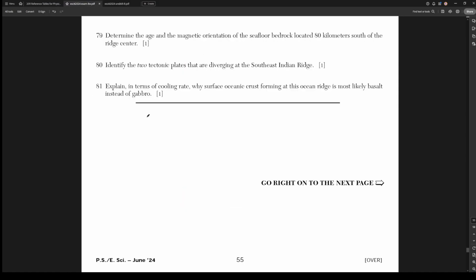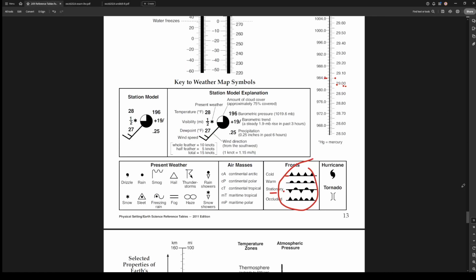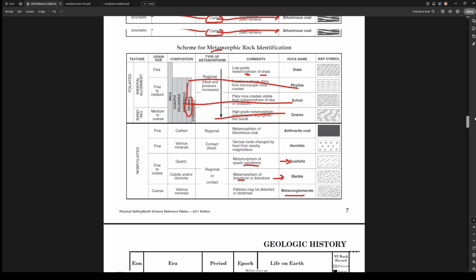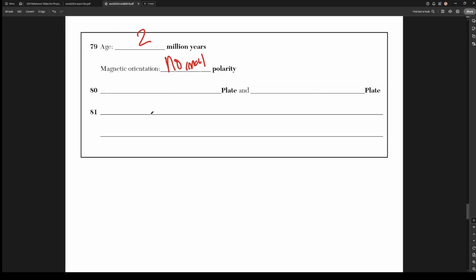80. Identify the two plates that are diverging at the southeast Indian Ridge. Okay, so that's going to be on the reference table, page 5. Southeast Indian Ridge. Find it. It's right here. The plates are going to be the Antarctic plate and the Indian Australian plate. I couldn't have picked shorter names for me to write.